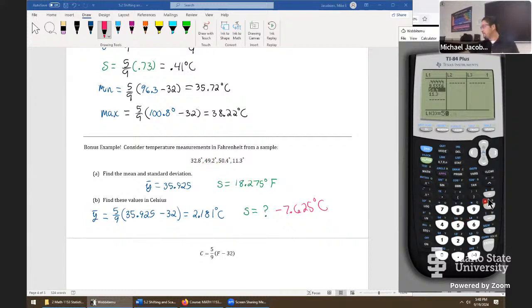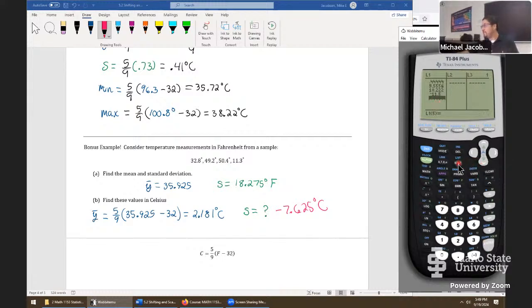Then 50.4, 5 divided by 9, 50.4 minus 32. Nearly there, folks. Appreciate your patience. That's really tedious to get in. These look about right. Then 11.3, one more time. 5 divided by 9, 11.3 minus 32. So this is like a hack. We're finding the standard deviation without actually putting the standard deviation in that formula. We're just actually rescaling, reshifting all the data itself and seeing what happens. So on the last value, we get a negative 11.5.